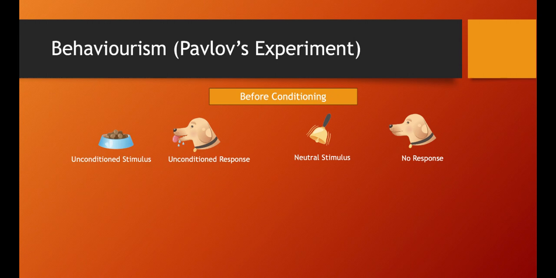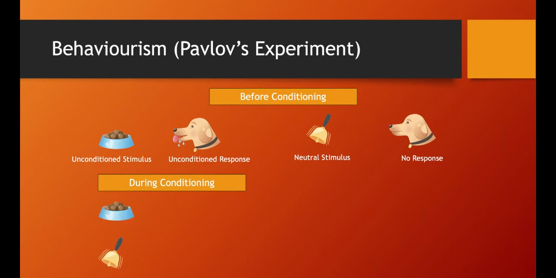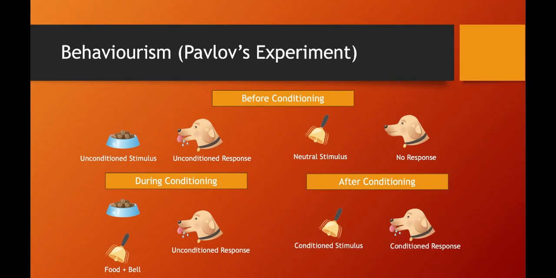The second phase is called during conditioning. In this phase, Pavlov rang the bell whenever he gave food to his dog. Notice that the dog's response is still unconditioned. With time, Pavlov would ring the bell and the dog would come to him salivating even if there is no food. To make the dog salivate, you just need to ring the bell.